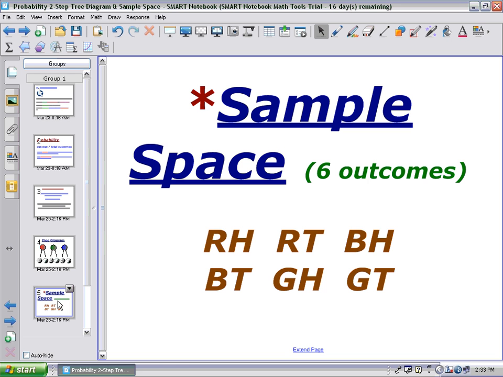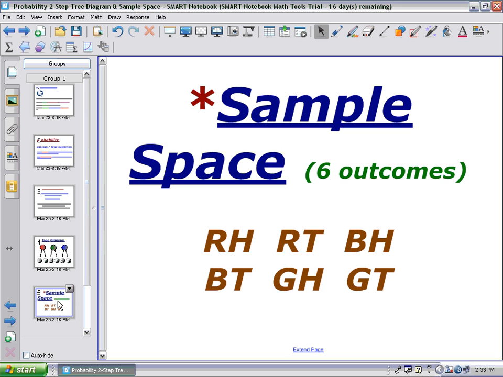Now notice again, I got 6 outcomes. They need to be the same. Your sample space and your tree diagram for every single event or multiple event probability has to be the same. Okay? You can't have one sample space for 2 events and a different tree diagram for the same 2 events. They have to be exactly the same, so pay attention to that.